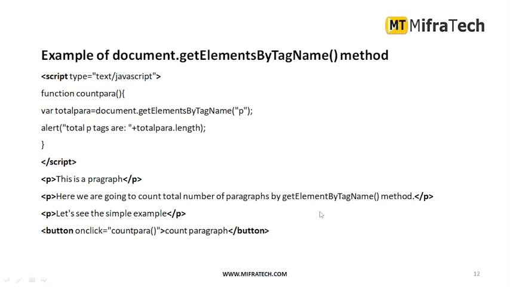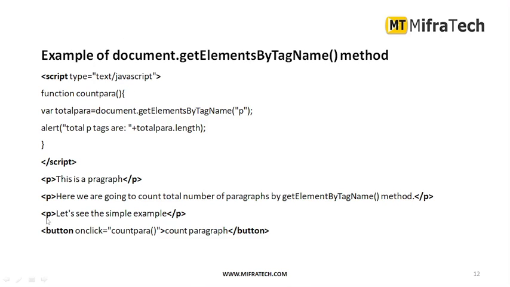Example: count the length of a paragraph, how much length there is. In the function countPara, a variable is declared as totalPara equals document.getElementsByTagName("p"). We have given the tag name p. Then alert the message "Total p tags are" plus totalPara.length. It will count the document length.